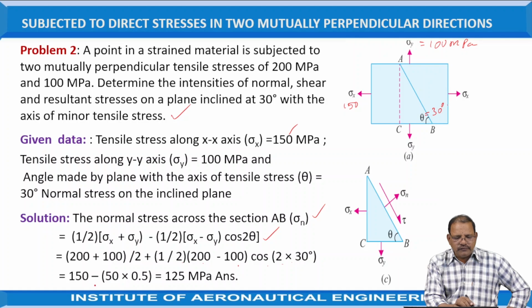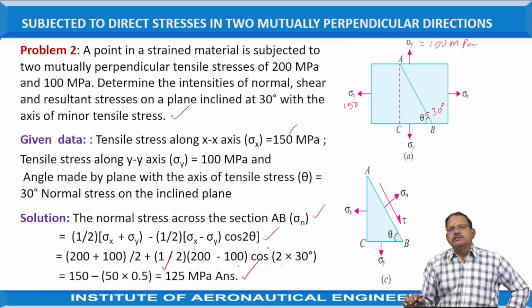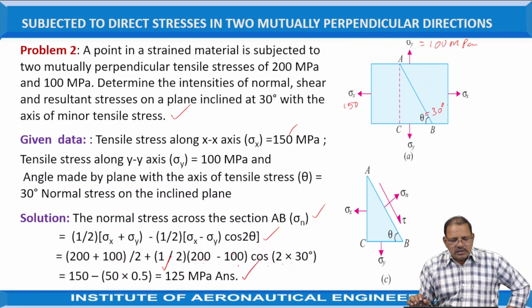From this relation, 200 plus 100 is 300, divided by 2 is 150. Here 200 minus 100 is 100, divided by 2 is 50. Cos 2 times 30 is cos 60, and cos 60 is 0.5. From this relation, 150 minus 25 is equal to 125 megapascal. This is our answer, known as the normal stress.